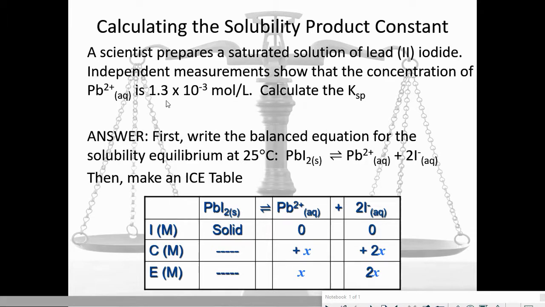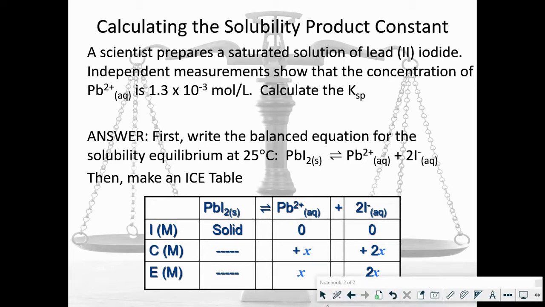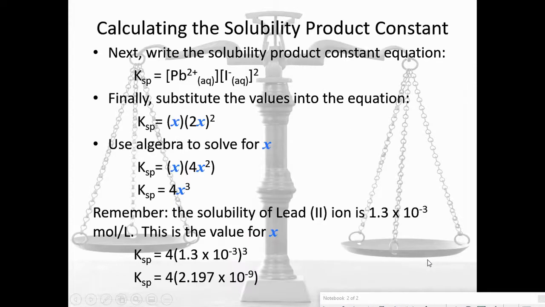So the scientists measured the equilibrium concentration of lead to be 1.3 times 10 to the power of negative 3, which means that we just need to substitute the value of 1.3 times 10 to the negative 3 into our equation. So we can simplify this equation first, and we see that we have an exponent here. So 2x times 2x will be 4x squared. Then we multiply x with this 4x squared and we get 4x cubed.